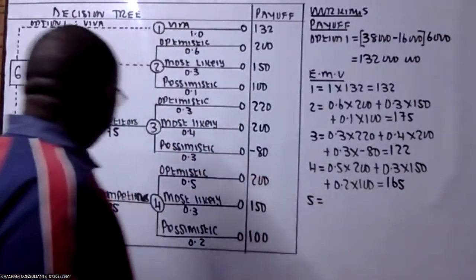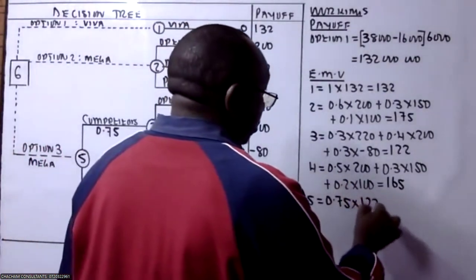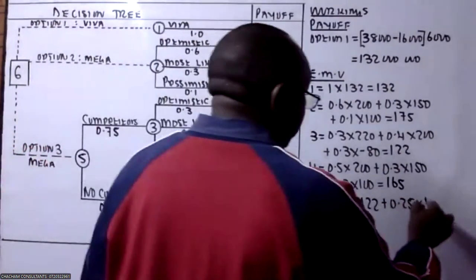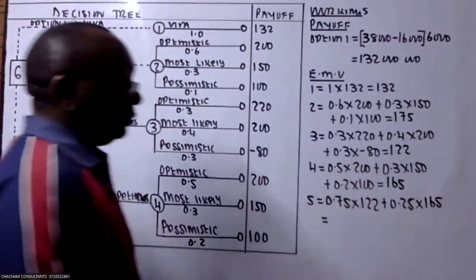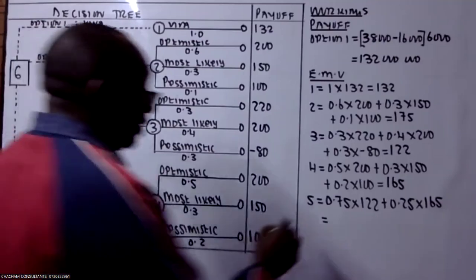When you go to number 5, now you say 0.75 times what you have in number 3, 122, plus 0.25 times what you have in number 4, 165. And that's 132.